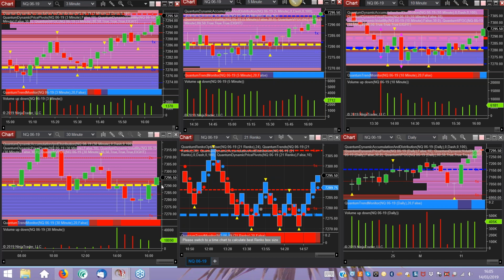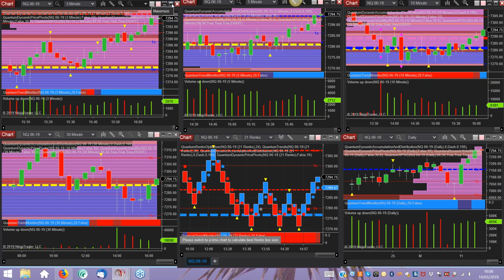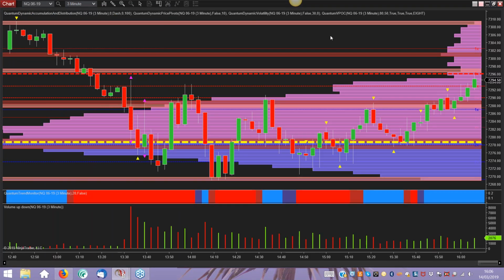Just be aware how tight we are on the VPOC down here. We're not a million miles away from it. So whatever you're doing up here, just be aware of what's going on down here and be aware of what's going on over here. This is the region we're trading in. Not quite a razor blade, but it's not far off it. It's been tested again, held. Going to test it again.